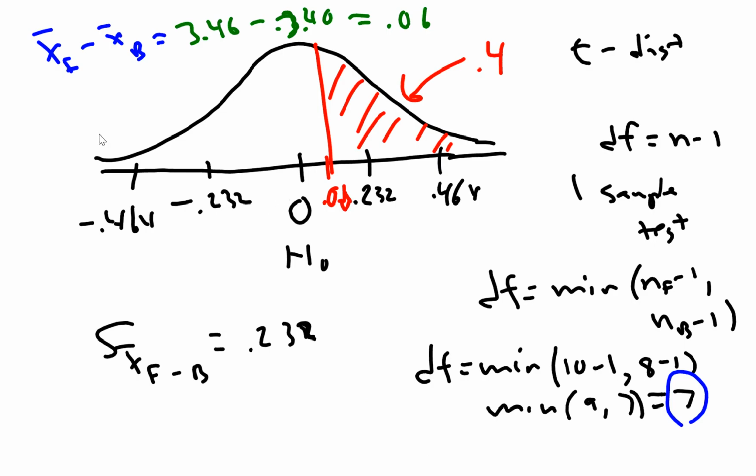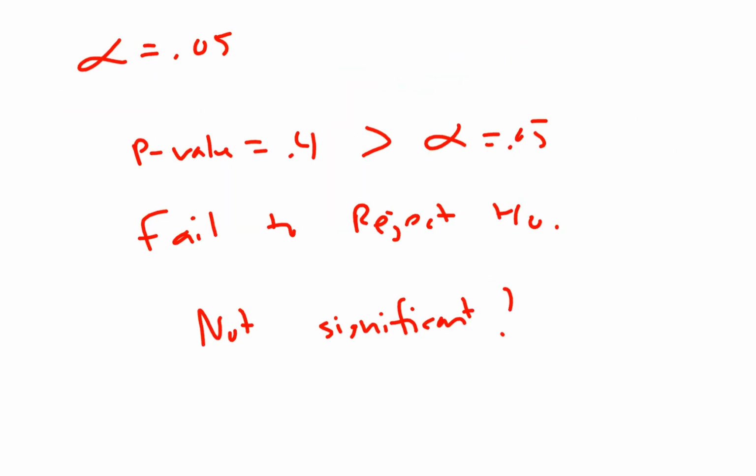We mark off the difference in our sample means, which turns out to be really small here. And because the standard deviation is 0.23, 0.06 is not even one standard deviation away from the mean. So we end up with a very large p-value of 0.4, which is about as big as it gets. So these people were really off base in saying that they thought the fish were bigger from one store compared to the other.